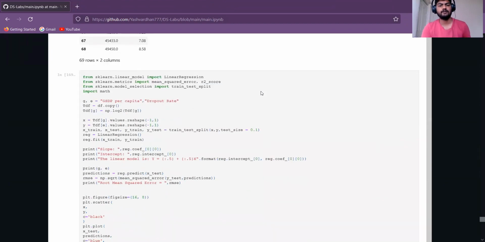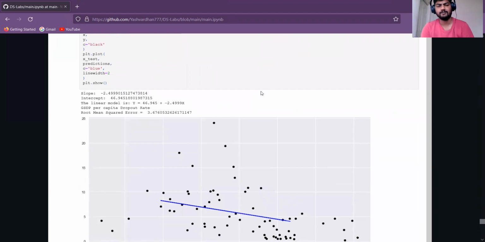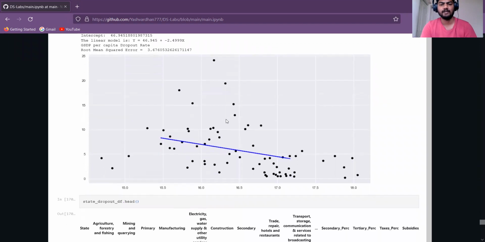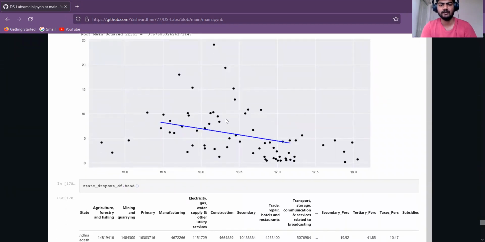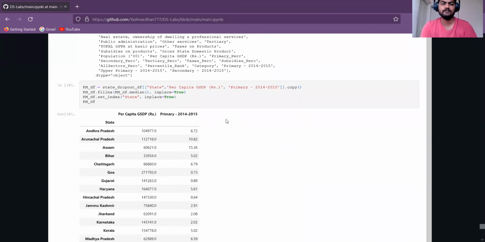Then we build our model, and that is a linear regression model. From the code and from our data, we infer that our slope is minus 2.4 and intercept is 46.9, giving the equation of the linear model as shown, and the root mean square error is 3.676, and we get the graph as follows. This is our first machine learning model.